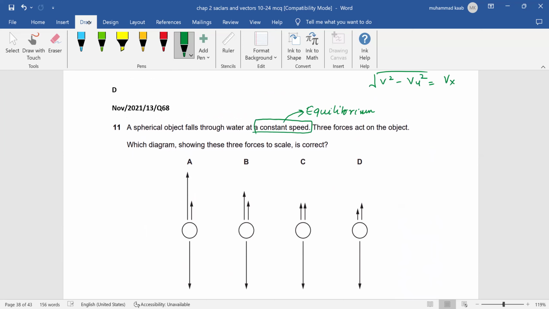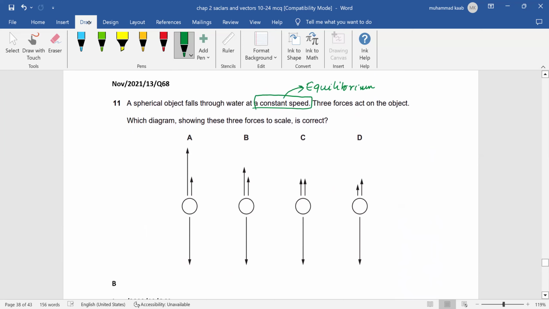Actually, wait, that's given in the question. Okay, my bad. The other condition is the turning effect, but here there is no turning effect. It's just moving down, right? So now equilibrium means all the upward forces should be equal to all the downward forces, right? You have to consider that in your mind. Now you solve it. Let's try.